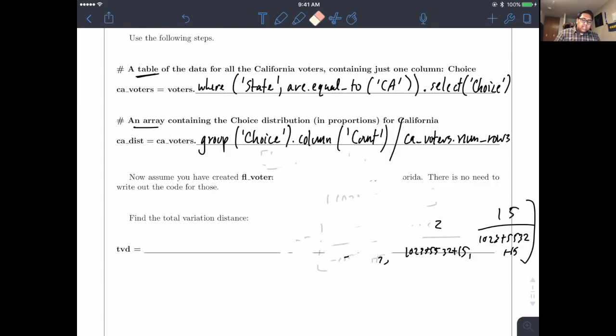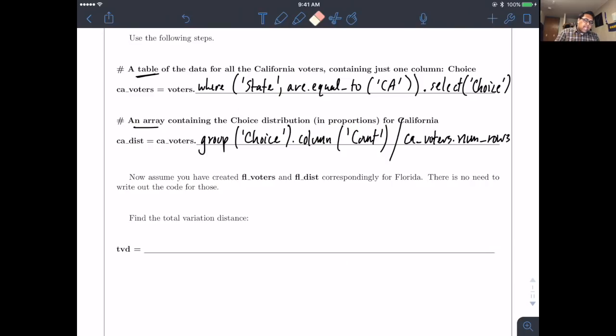Right? And so now our last line is, okay, assume we've done the same thing for Florida. Like, we don't actually have to go and do it. But assume that we have our California distance array. We also have some Florida distance array. Find the total variation distance.